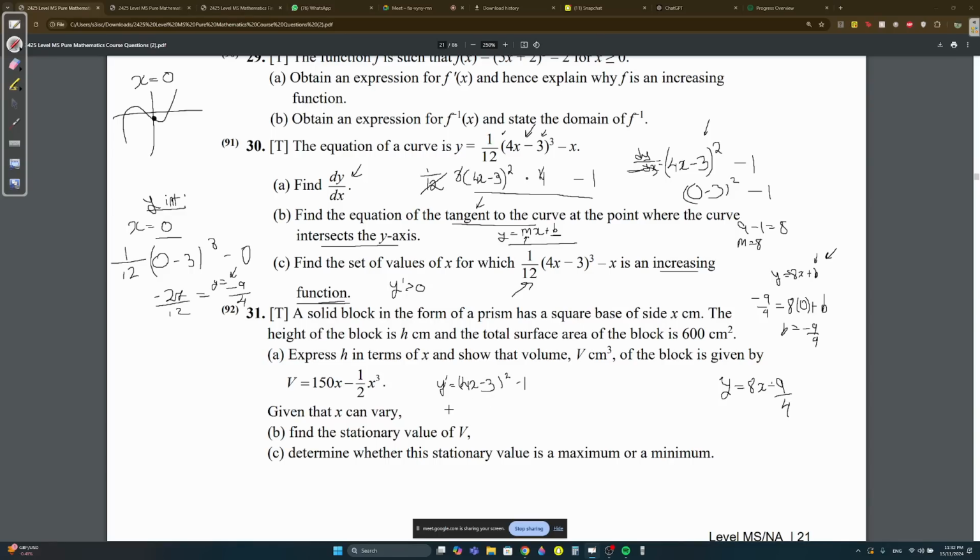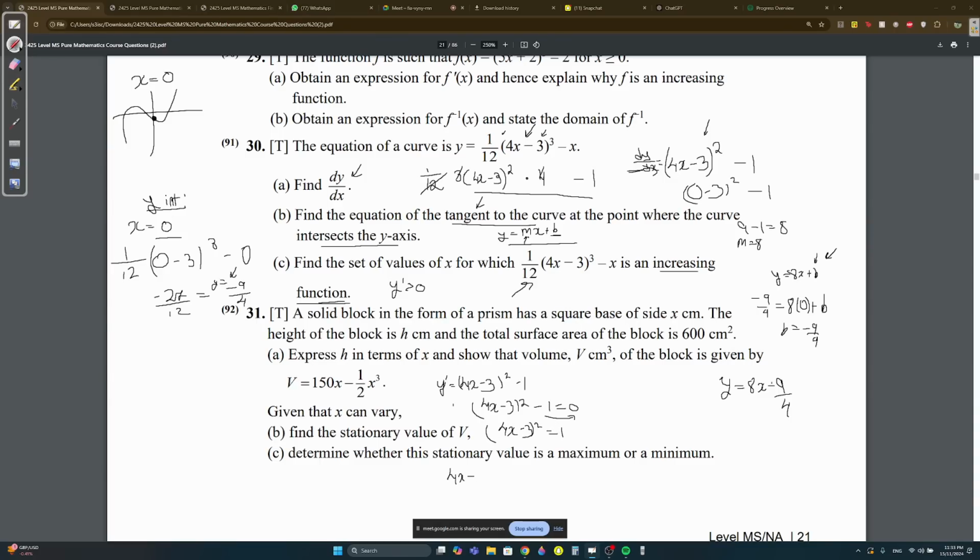When is this greater than 0? For it to be greater than 0, we have to study its sign. Let's see what its roots are. Roots means when is it equal to 0? Because to study the sign of any function, you have to see its roots. So it's going to be 4x minus 3 squared is equal to 1. You take the square root of both sides.